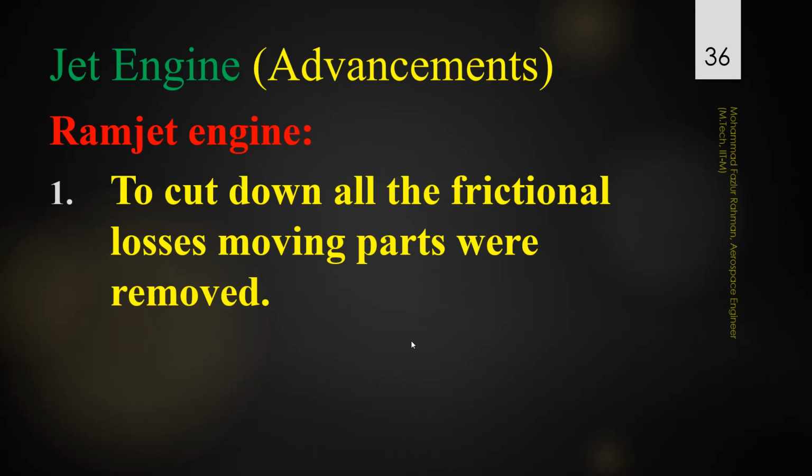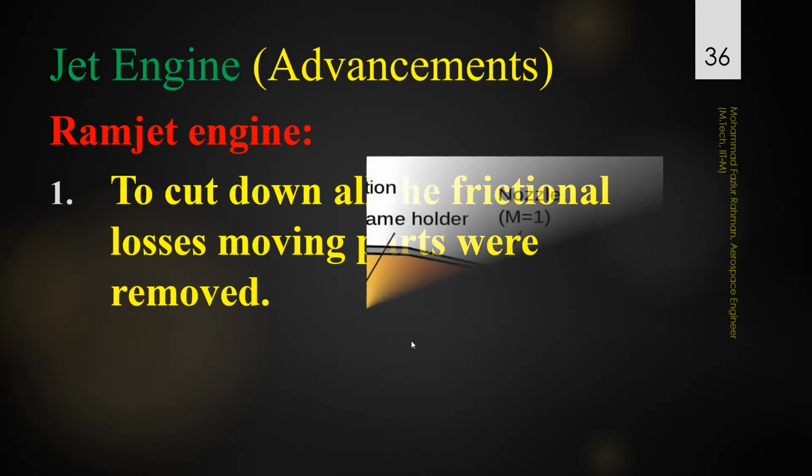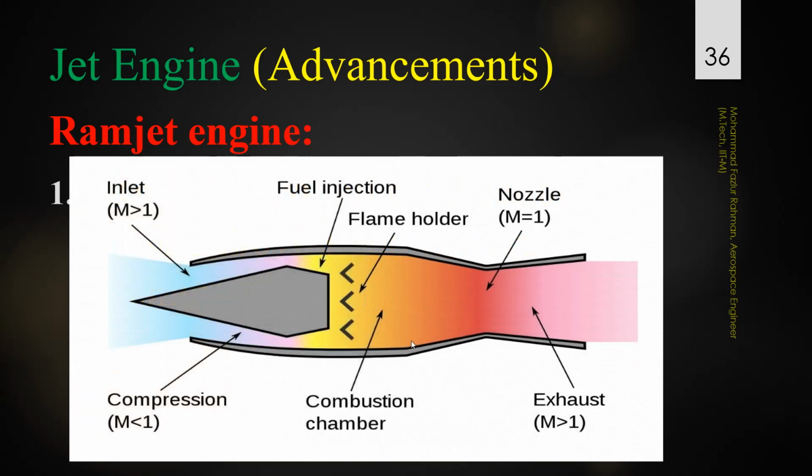Someone thought, why not remove these moving parts? When you remove the moving parts, how will the compression happen? Because compression is required to do the combustion. So it was devised that the compression can be achieved by having a ram effect. When the air comes with a high speed and enters into a narrow region, and then it slows down, the pressure goes high, even though there is no compressor there. This effect is called the ram effect.